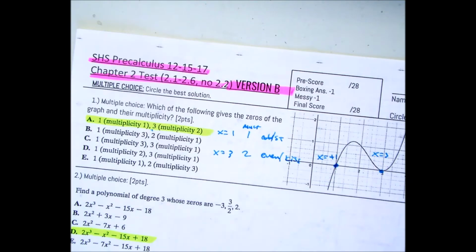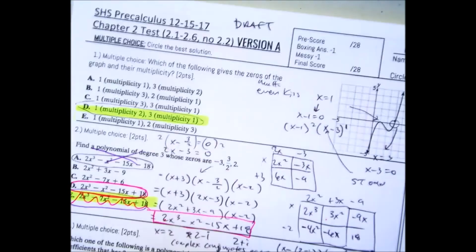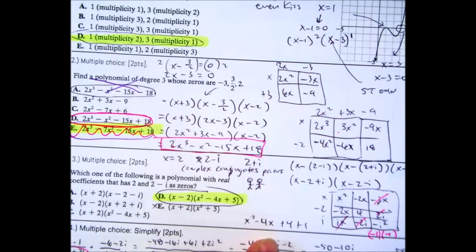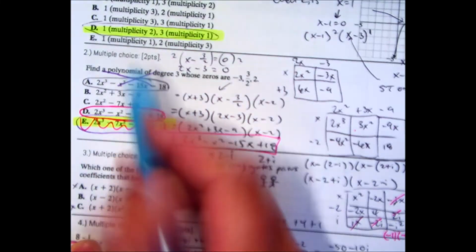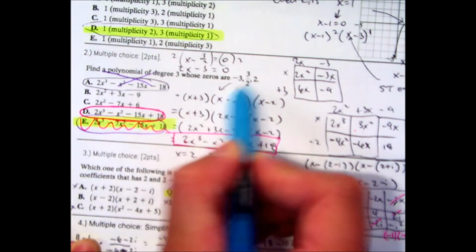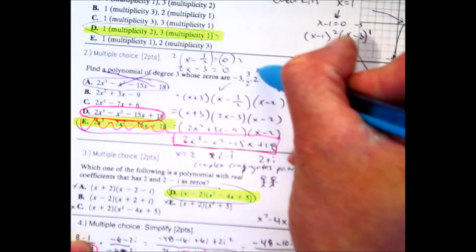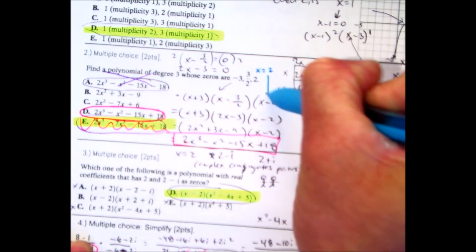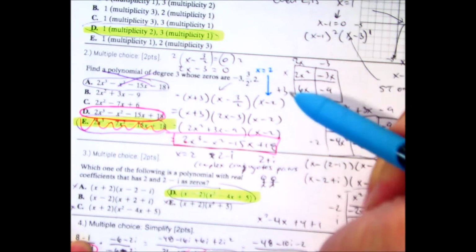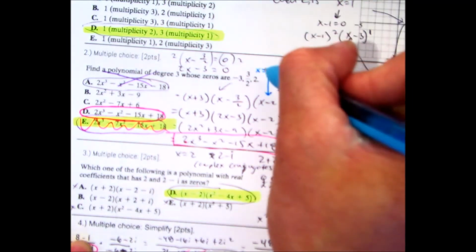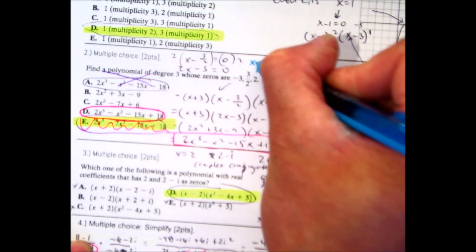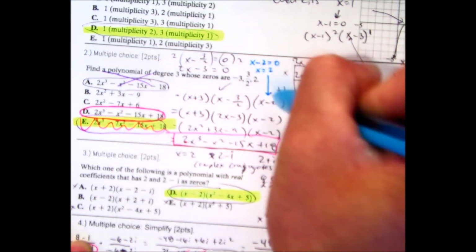Question number 2, probably the harder question. It says find a polynomial of degree 3 whose zeros are negative 3, 3 halves, and 2. So here's a common mistake. This is how you know if you are successful in this whole chapter test. When you take x equals 2, you're putting into the binomial x minus 2. The reason for that is if you subtract 2 from both sides, you have x minus 2 equals 0. That's what goes into the binomial.